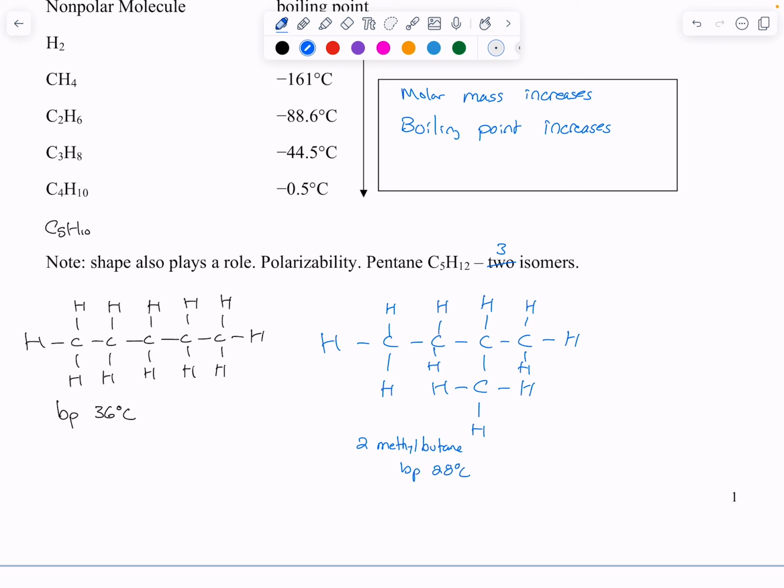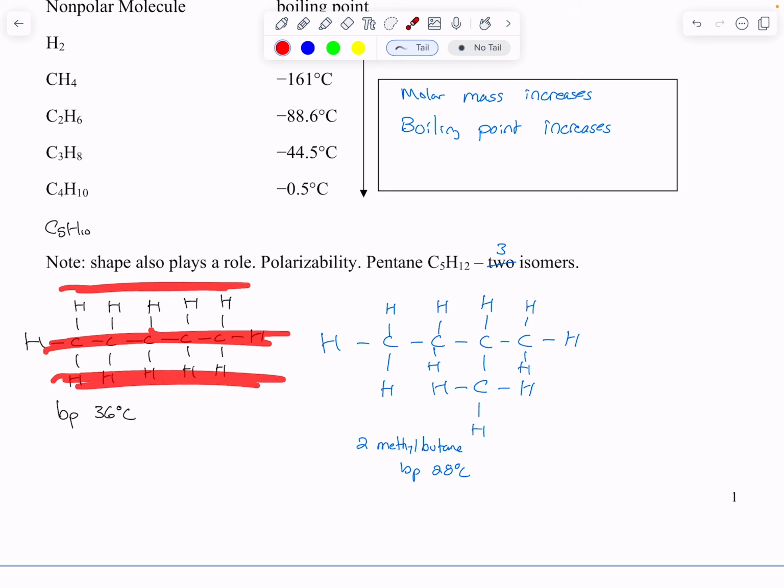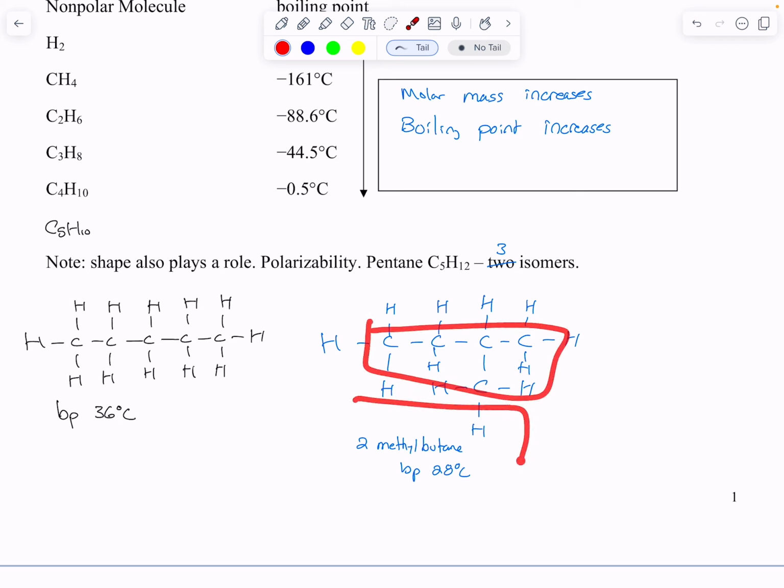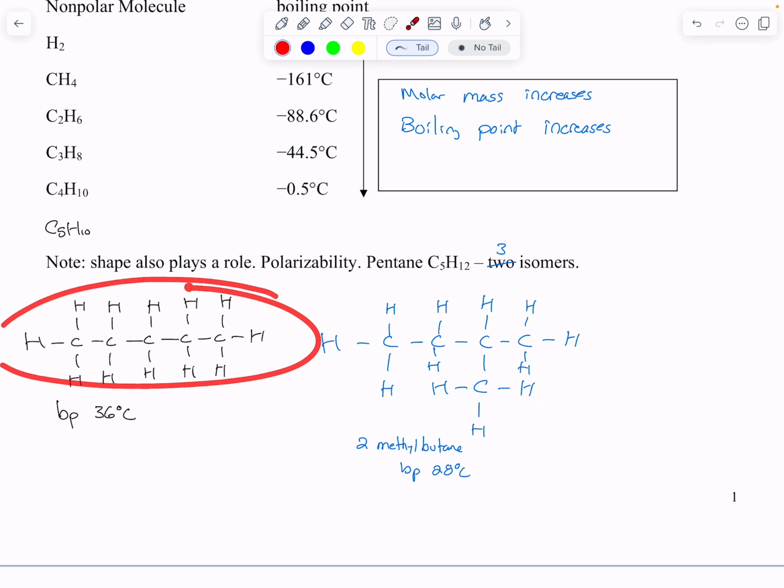So what's the difference there? Besides 8 degrees Celsius in boiling point, there's something called polarizability. The first one is longer and thinner, so another one can stack and another one can stack, whereas 2-methylbutane is shorter and fatter, so it's not as long. So the long one is more polarizable, meaning you can separate the charge more.